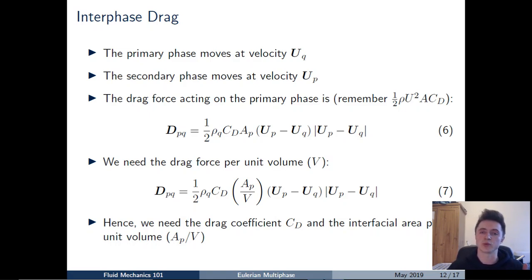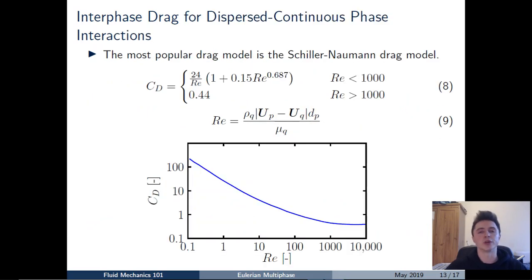So starting with the drag coefficient, assuming we have a dispersed continuous phase interaction, what we do is we assume that the dispersed phase, because it's very small, is formed of small spheres. And if we have small spheres, then we know what the drag force is on a sphere moving through a viscous fluid. There are several models to capture this drag coefficient variation empirically.